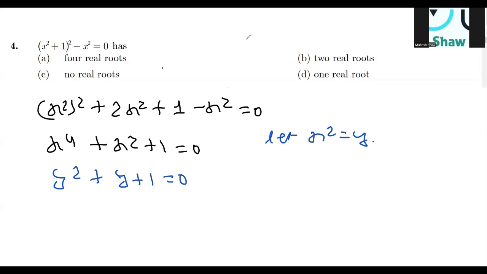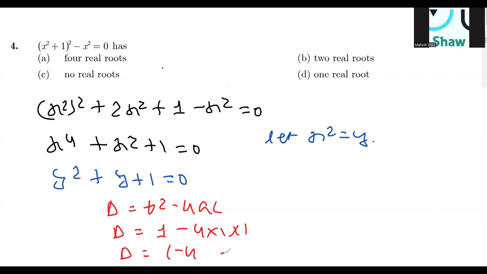D is what? B square minus 4ac. So I'll be finding D, which is equal to b square minus 4ac. As you know, the value of D will determine the type of roots. B is minus 1 here, so b square is 1 square, which is 1 only, minus 4 times a, which is 1, into c, which is 1 again. So we are getting D as 1 minus 4, that implies D is minus 3. As you can see, D is less than 0, right? And less than 0 implies that there is no real root.